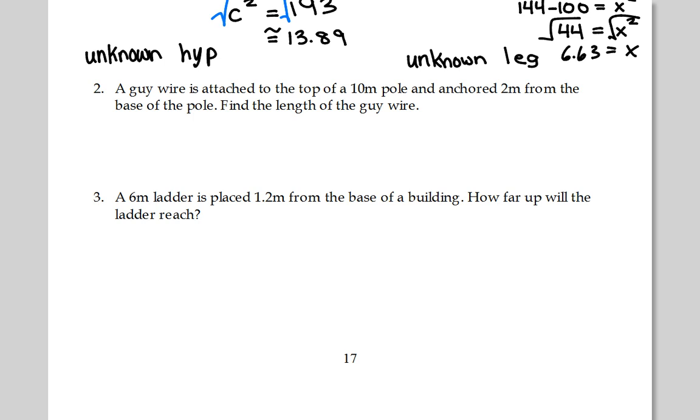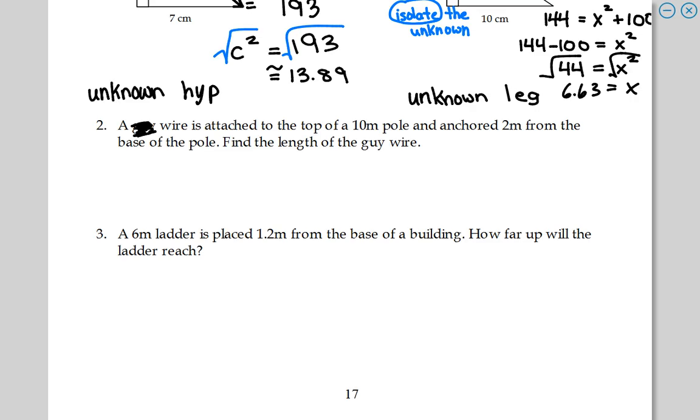Okay, we have a wire for ESL. Don't worry about this word, it's a stupid word. You just have a wire, cable or a rope, anything like that, attached to the top of a 10-meter pole and anchored, so it's just like fixed to the ground, 2 meters from the base of the pole. Find the length of the wire. Can ignore this word.